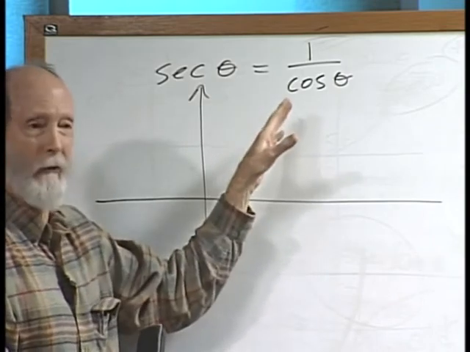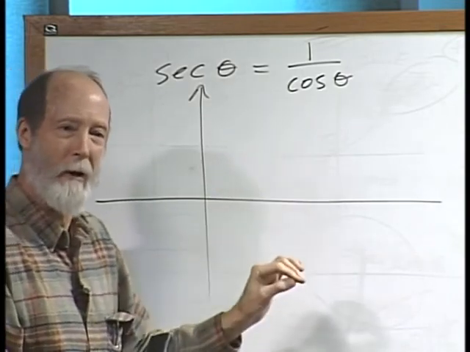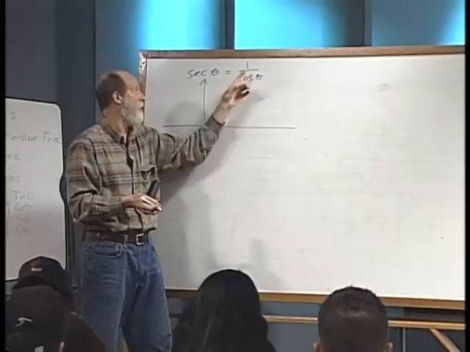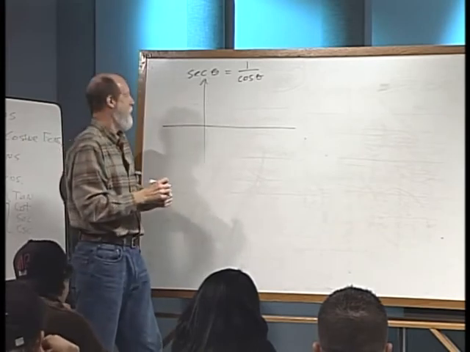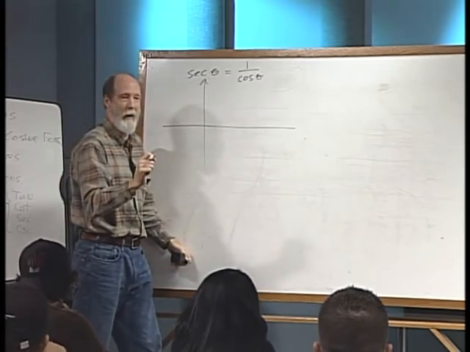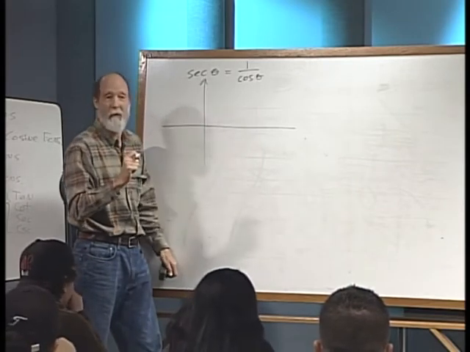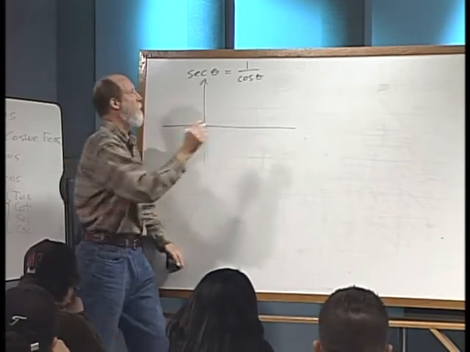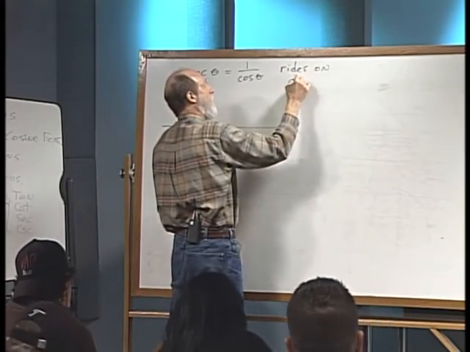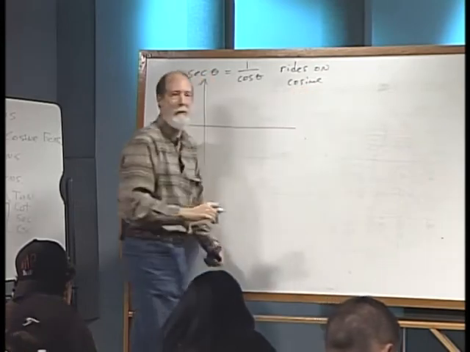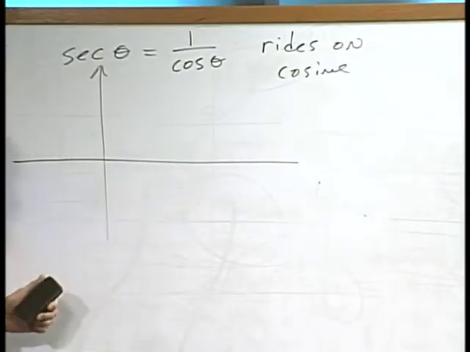It's not an inverse. It's simply a reciprocal. So you take your cosine readings and you take 1 and divide them by your cosine readings. In 10 seconds, I can tell you how to remember what the secant graph looks like. It simply rides on the cosine graph. It goes for a ride on the cosine graph. And now I can give you more details about that in a moment.